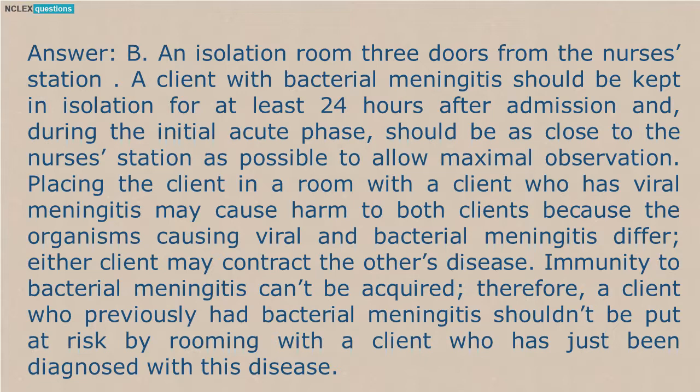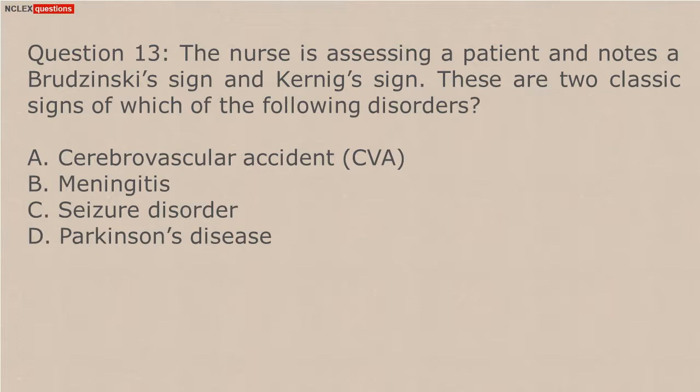Question 13. The nurse is assessing a patient and notes a Brudzinski's sign and Koenig's sign. These are two classic signs of which of the following disorders? A. Cerebrovascular accident CVA. B. Meningitis. C. Seizure disorder. D. Parkinson's disease.